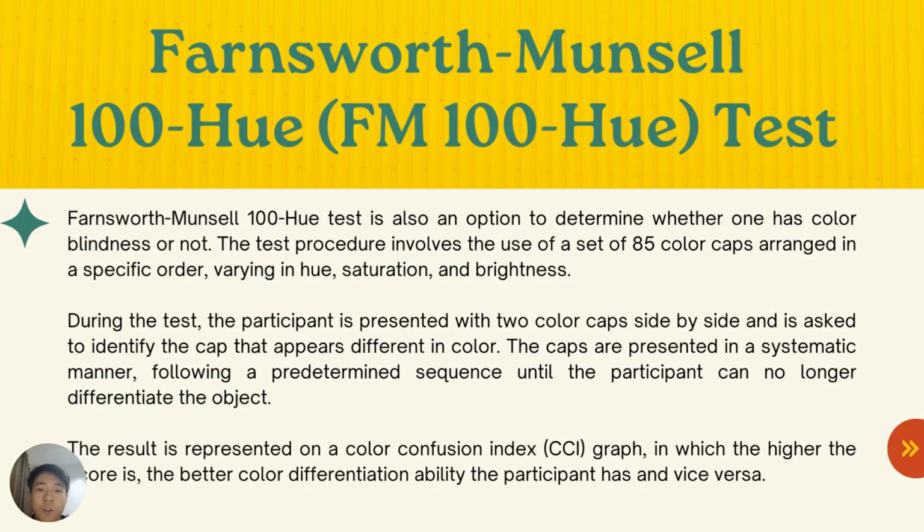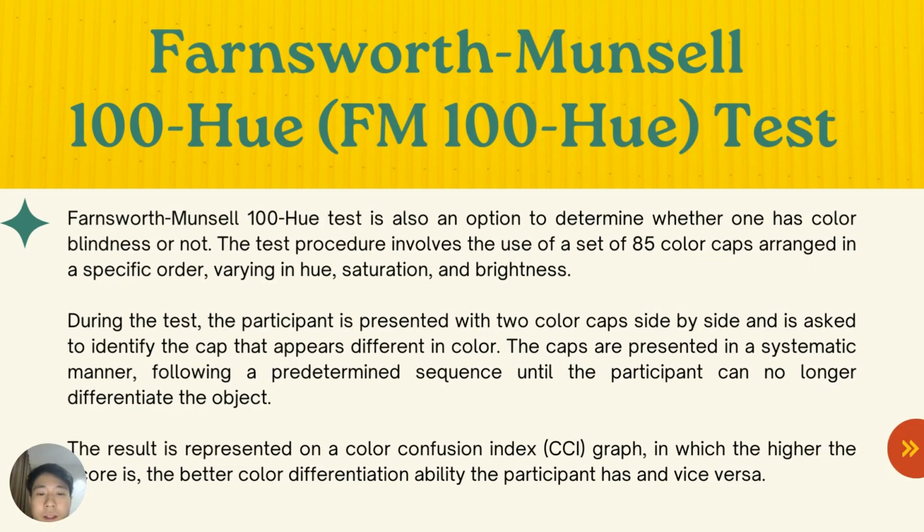I'm going to explain about the Farnsworth-Munsell 100 Hue, or FM100, test. So the FM100 test is also an option to determine whether one has color blindness or not. The test procedure involves the use of a set of 85 color caps arranged in a specific order, varying in hue, saturation, and brightness. During the test, the participant is presented with 2 color caps side by side and is asked to identify the cap that appears different in color. The caps are presented in a systematic manner, following a predetermined sequence until the patient cannot reliably differentiate between them.